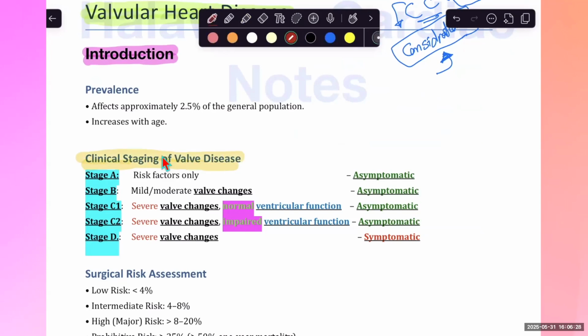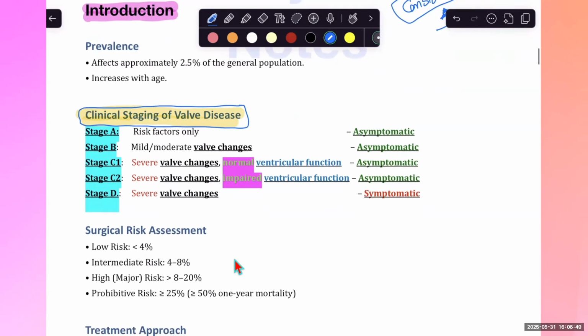Another key point you want to be totally familiar with is the clinical stages of the valve disease. And this is something very important because as you go through the guidelines or outlines of any treatment, you will hear these stages. The stage A, B, C1, C2, and D. And you should understand entirely what is meant by these.